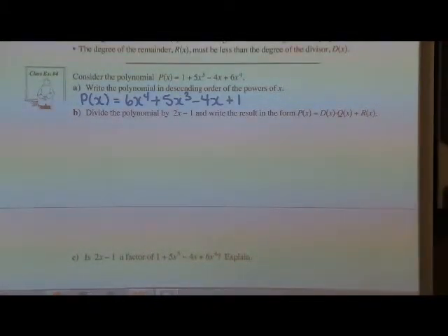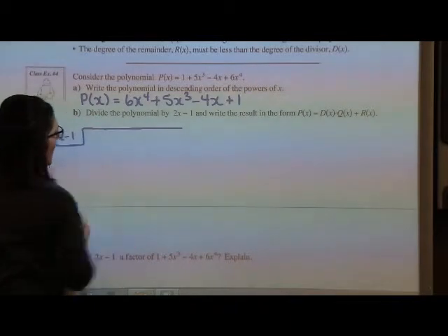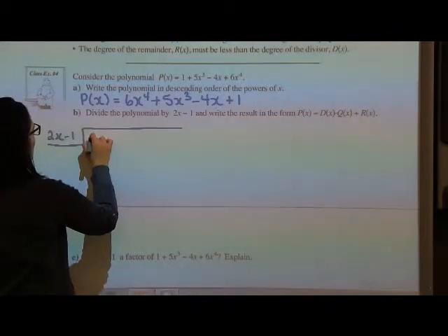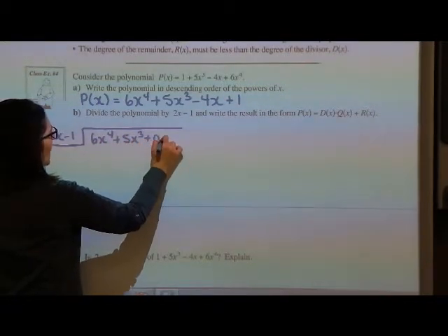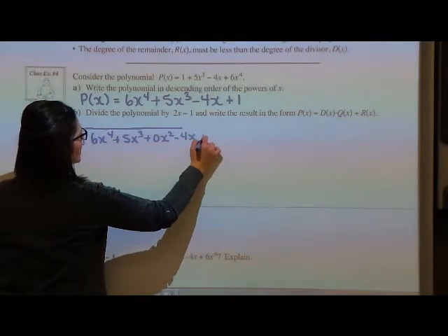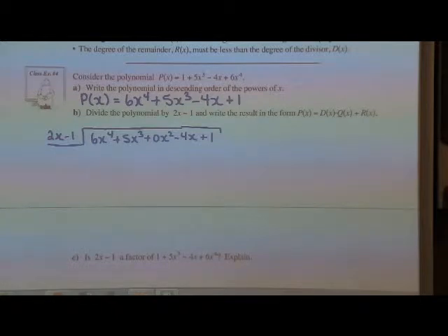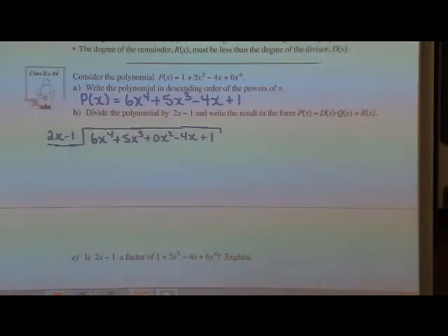Okay. Now if I divide that polynomial by 2x minus 1, what would I get? So the 2x minus 1 is my divisor. It goes to the outside. And then I write my polynomial inside. And when I'm writing my polynomial, that's when I would include that 0x squared, Rachel. So 6x to the power 4, 5x cubed, 0x squared, negative 4x, plus 1. And then I start dividing. 6x to the power 4 divided by 2x.